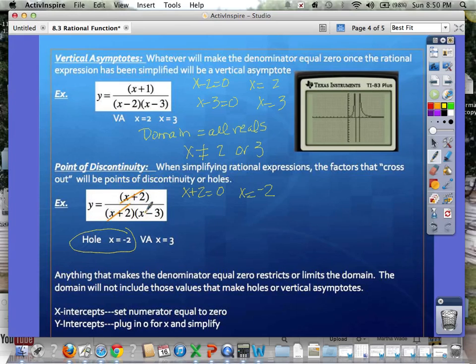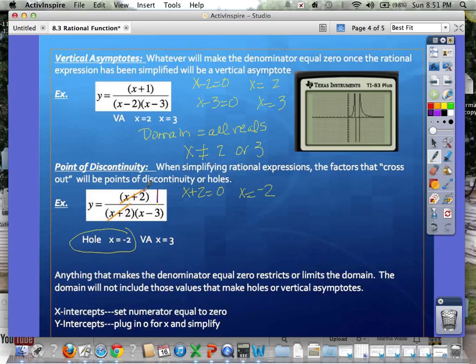You need to look and see what you have left over. Remember, if we cross this out, there's really a 1 on the top. 1 over x minus 3. Now, when you have that, if you set this equal to 0, that would make a vertical asymptote at x equals 3, okay?